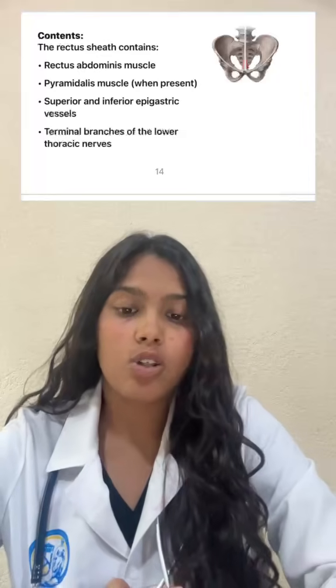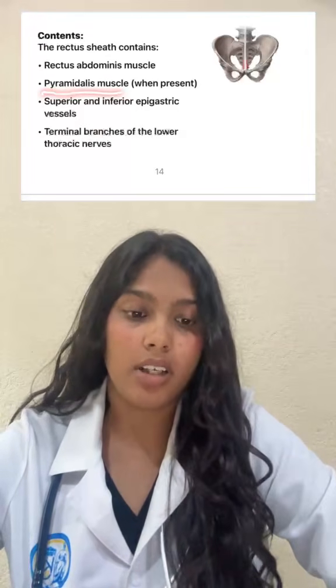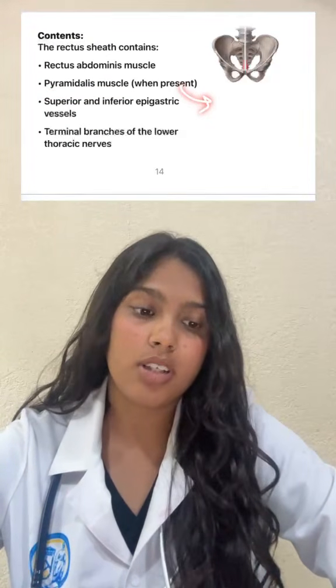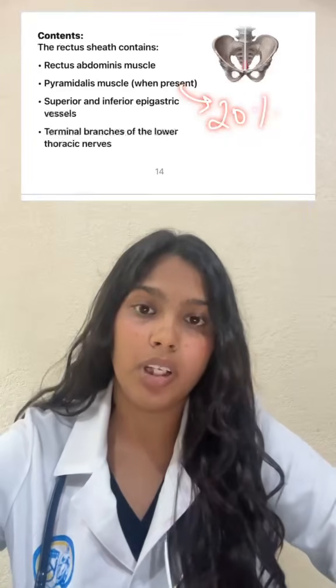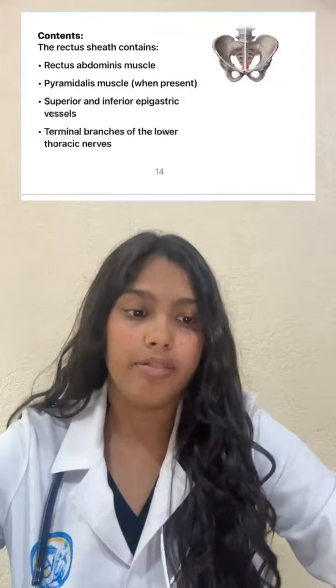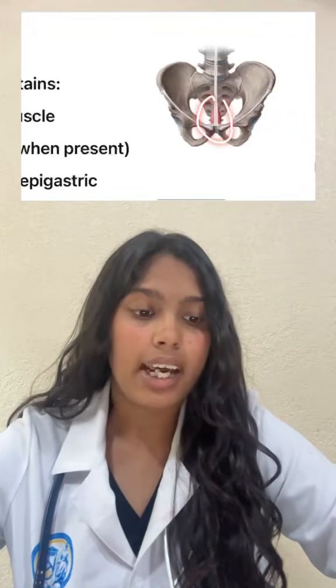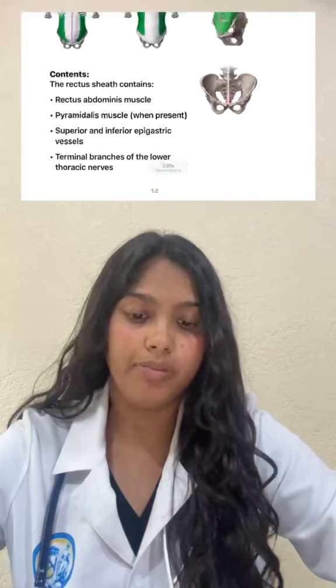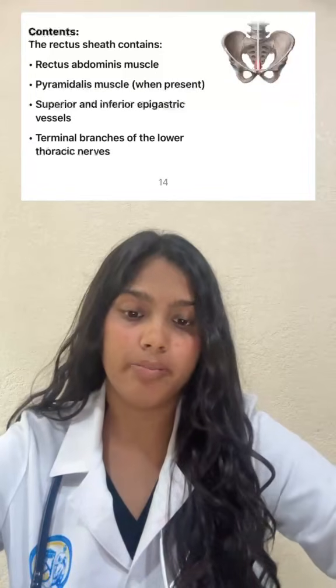The contents: the rectus sheath contains the rectus abdominis muscle as seen in the prior slides. It also contains the pyramidalis muscle when present. Now we say when present because it is almost absent in 20% of the people, but its absence doesn't really make any difference. As you can see, it is a small triangular muscle present on the lower abdomen. It also contains the superior and the inferior epigastric vessels and the terminal branches of the lower thoracic nerves.